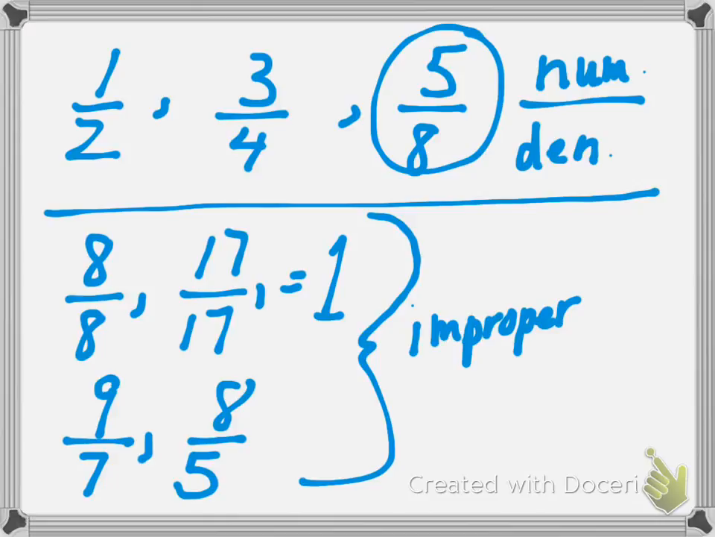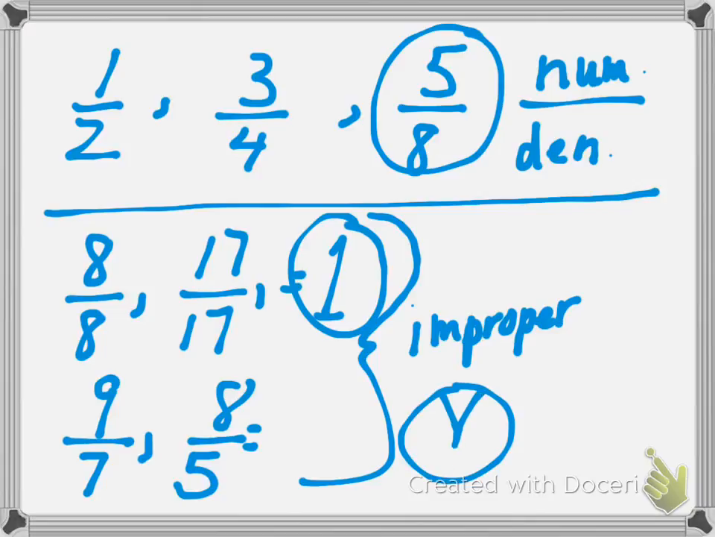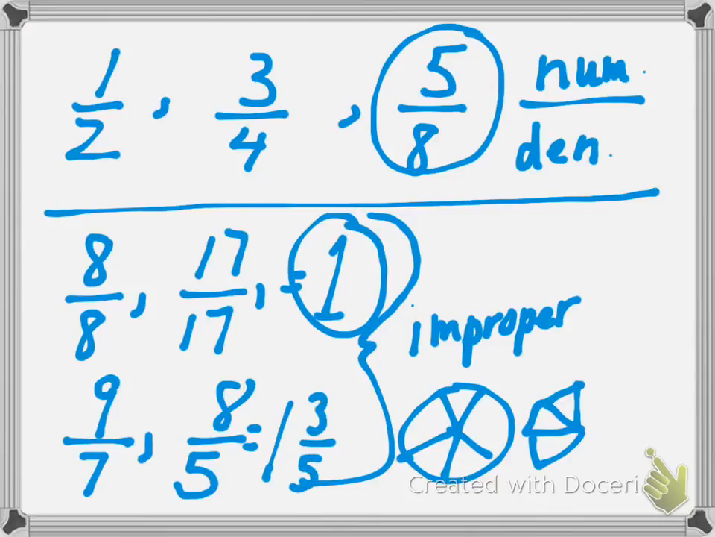If it can change to a whole number, or in this case, if you had 8/5, 5/5 would make a whole one, and then you would have 3 more extra fifths, so that would be 1 and 3/5. So if it can change to a whole number or a mixed number, it's considered to be an improper fraction.